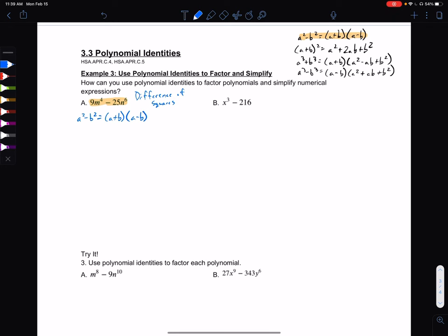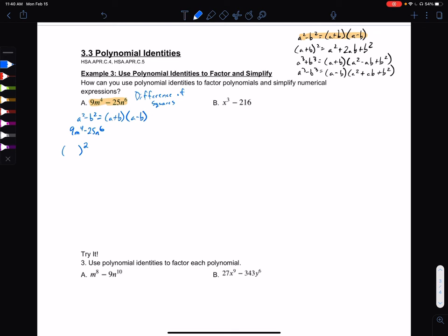What we always have to make sure of is that the expression is in the form a squared minus b squared. So this 9m to the fourth minus 25n to the sixth actually needs some work. The 9m to the fourth is not our a value. What we need to look at is what term squared gives us 9m to the fourth. So 3 squared is 9, and then m squared.